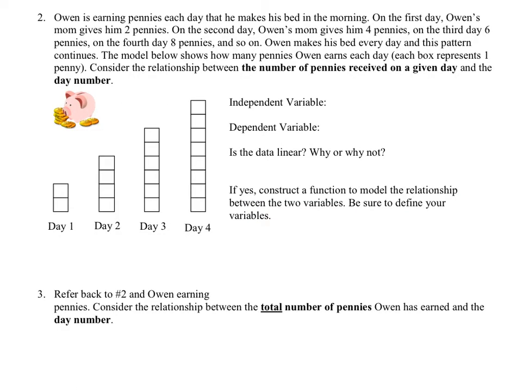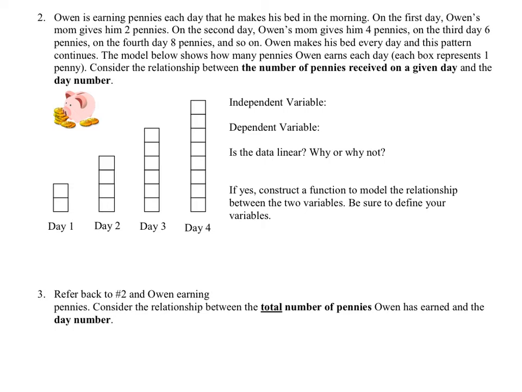Owen is earning pennies each day that he makes his bed in the mornings. On the first day, Owen's mom gives him 2 pennies. On the second day, 4 pennies. Third day, 6 pennies. Fourth day, 8 pennies, and so on. Owen makes his bed every day, and this pattern continues. The model below shows how many pennies Owen earns each day. Each box represents 1 penny. Consider the relationship between the number of pennies given on a given day and the day number.